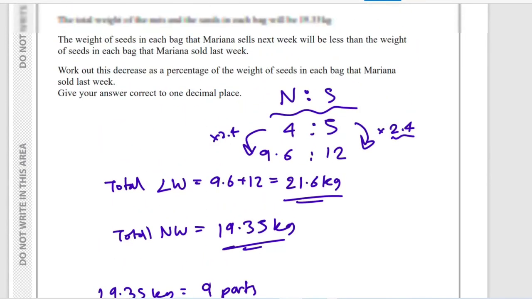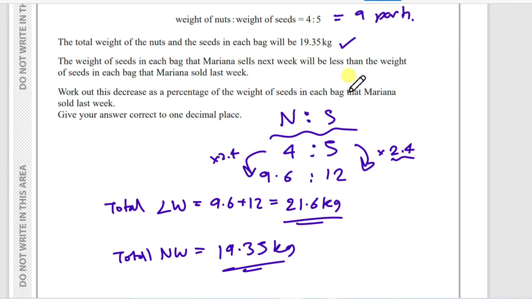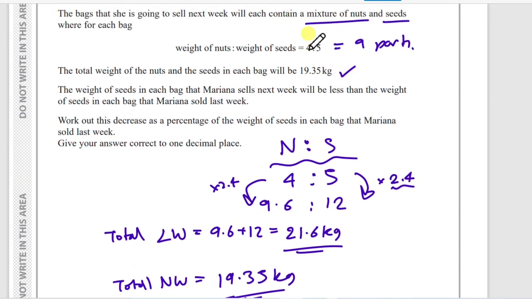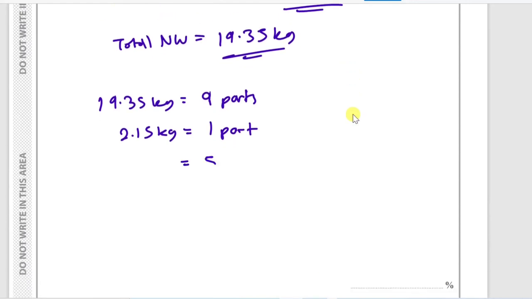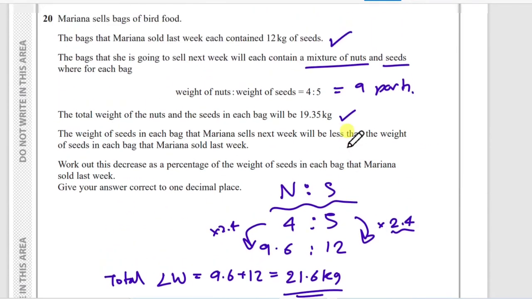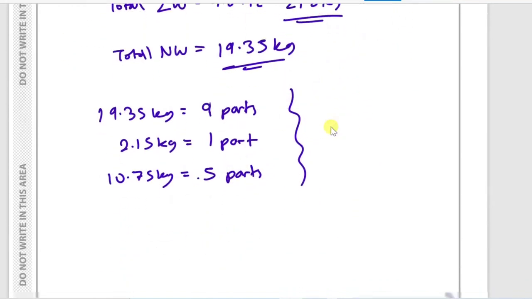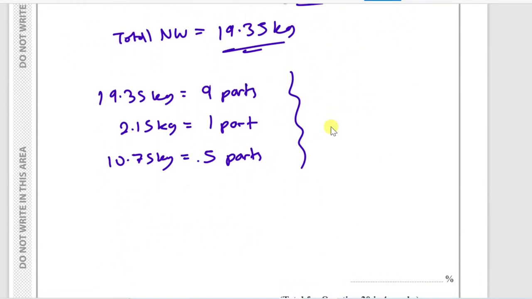Now, we know that the seeds represent 5 parts. So that means you need to find 5 parts now. So times 2.15 by 5, and you should get 10.75. So that means the weight is 10.75 kg for next week, whereas last week it was 12 kg. So we're going to write them both down. It went from 12 kg, and it went down to 10.75 kg.